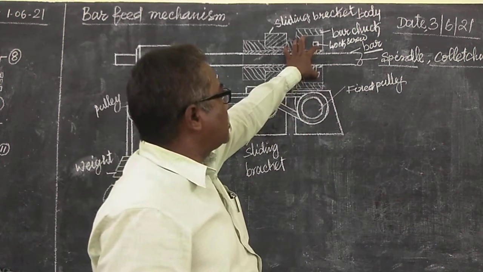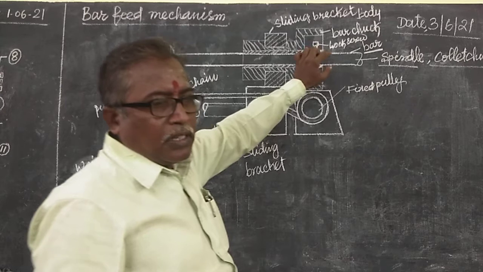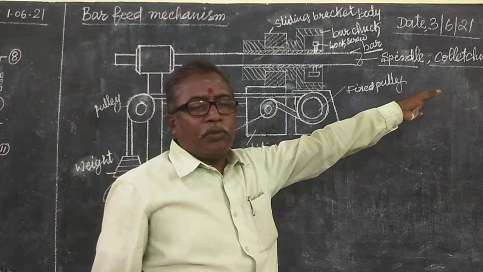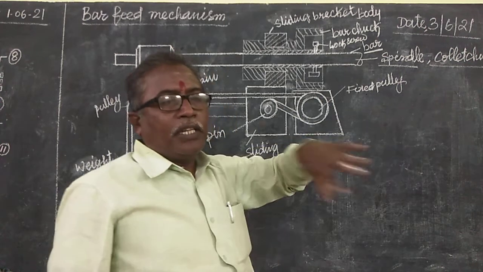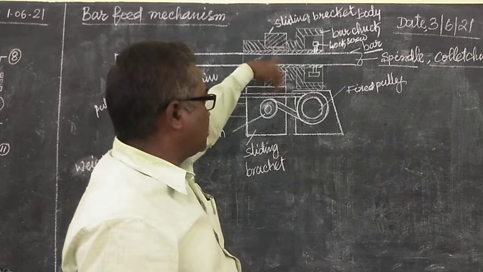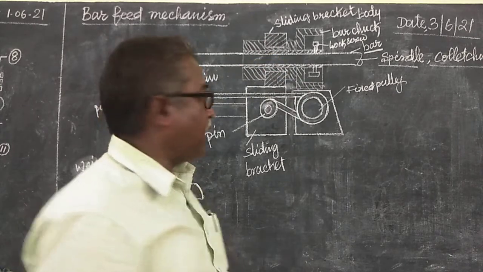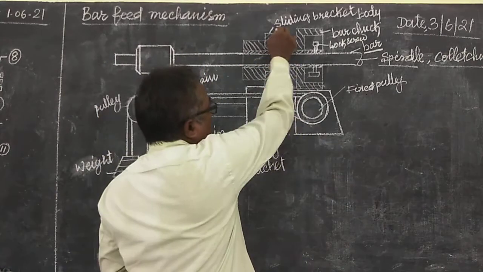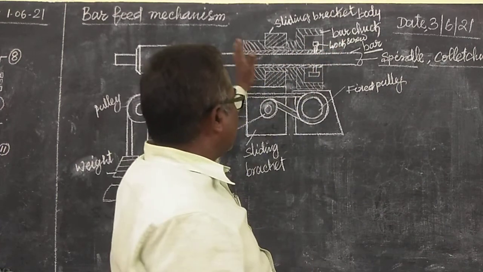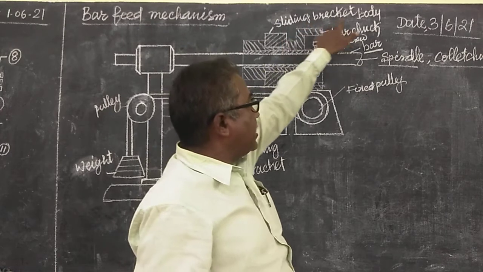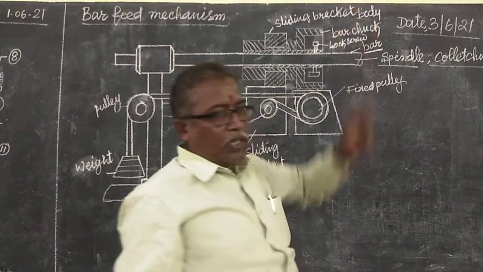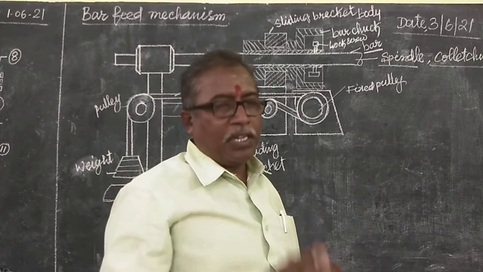These bolts lock the bar. When locked, the bar is connected to the collet chuck. Then the total unit will rotate in the slide. This total unit is rotating, not this one, this is locked. This is the sliding bar bracket, and it slides. The name is given sliding bracket body. Sliding means moving.